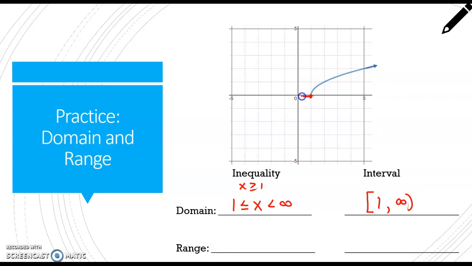For range, the lowest y-coordinate is 0. The highest y-coordinate, this is pointing off to the side, but also up, so there's an infinity there as well. Again, your book prefers to write y is greater than or equal to 0. In interval notation, it would be from 0 to infinity. There is a value at 0. You can't have a value at infinity.